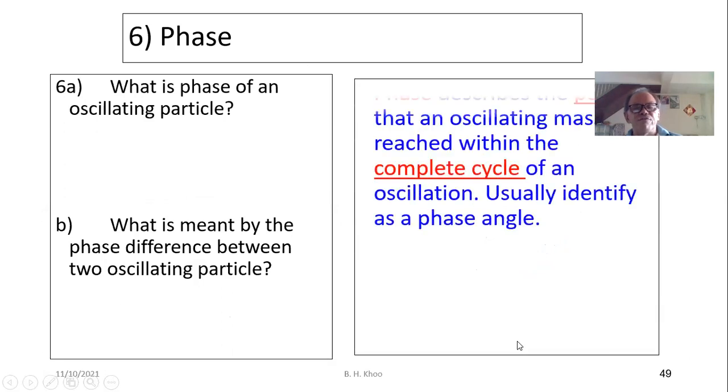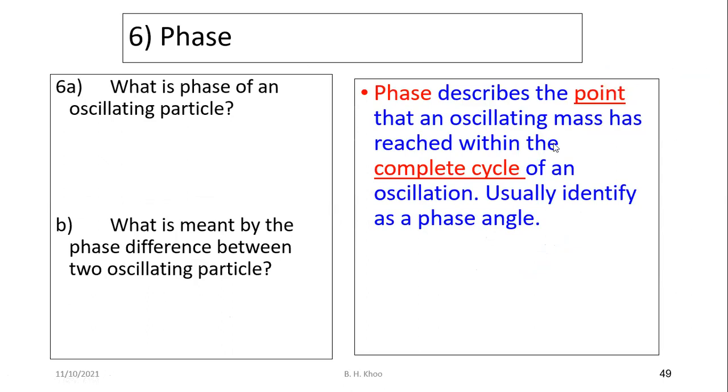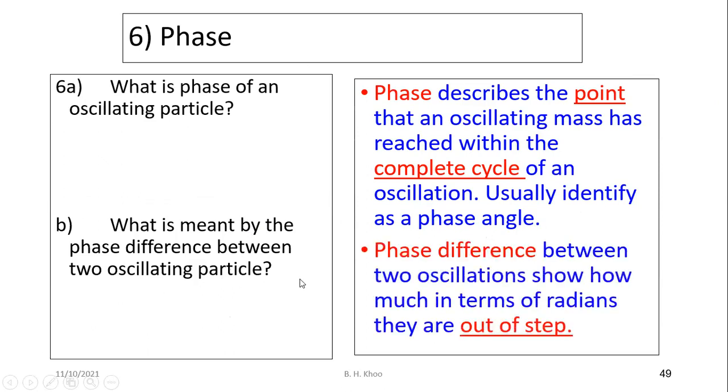Right, then you need to know phase. What's the meaning of phase? Right, it just tells you the position reached with respect to a cycle. Usually identified as phase angle. Phase difference between two oscillating particles. We are looking at the angle. Right, two oscillations show how much in terms of radians they are out of step.